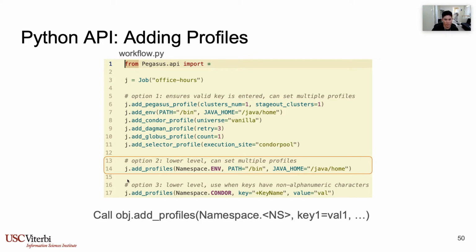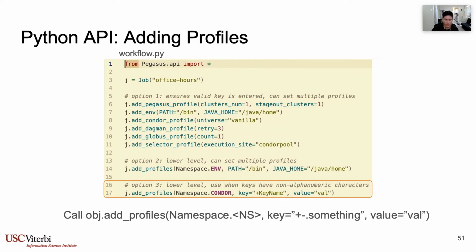So you would call job.add_profiles, and then specify the namespace. And you can specify key value pairs where the key here will be interpreted as the profile key. But if the key has a non-alphanumeric character in it, then you would do it this second way, where you'd call add_profiles, pass in the namespace, and then use this reserved keyword, which is key equals the name of the key and then the value, which is whatever the value is. So in this case, you're adding a profile called plus key name with the value val.